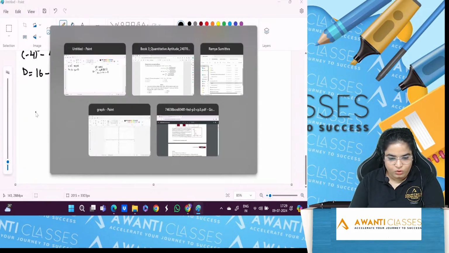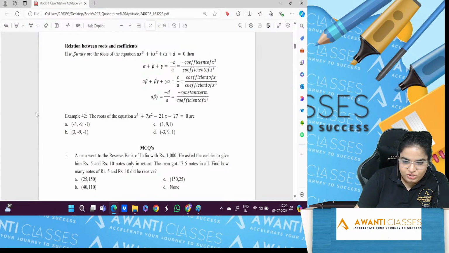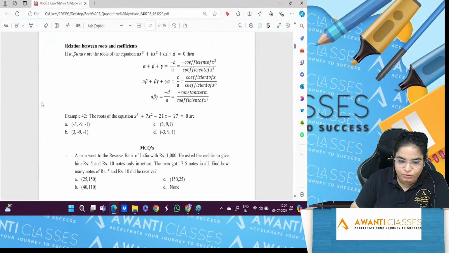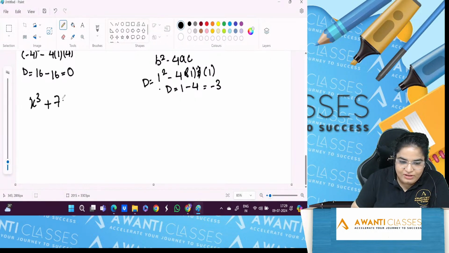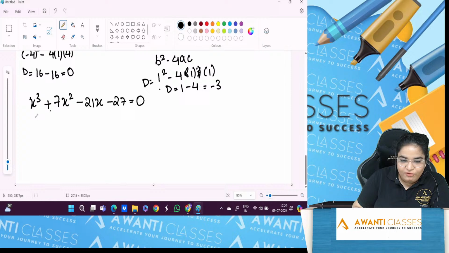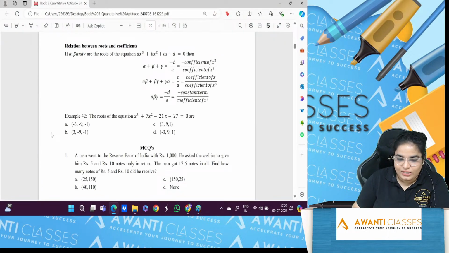Okay. What is the question here? The question is, it's a cubic equation, which is what? x cube plus 7x square minus 21x minus 27 is equal to 0. They have given us all the options already.